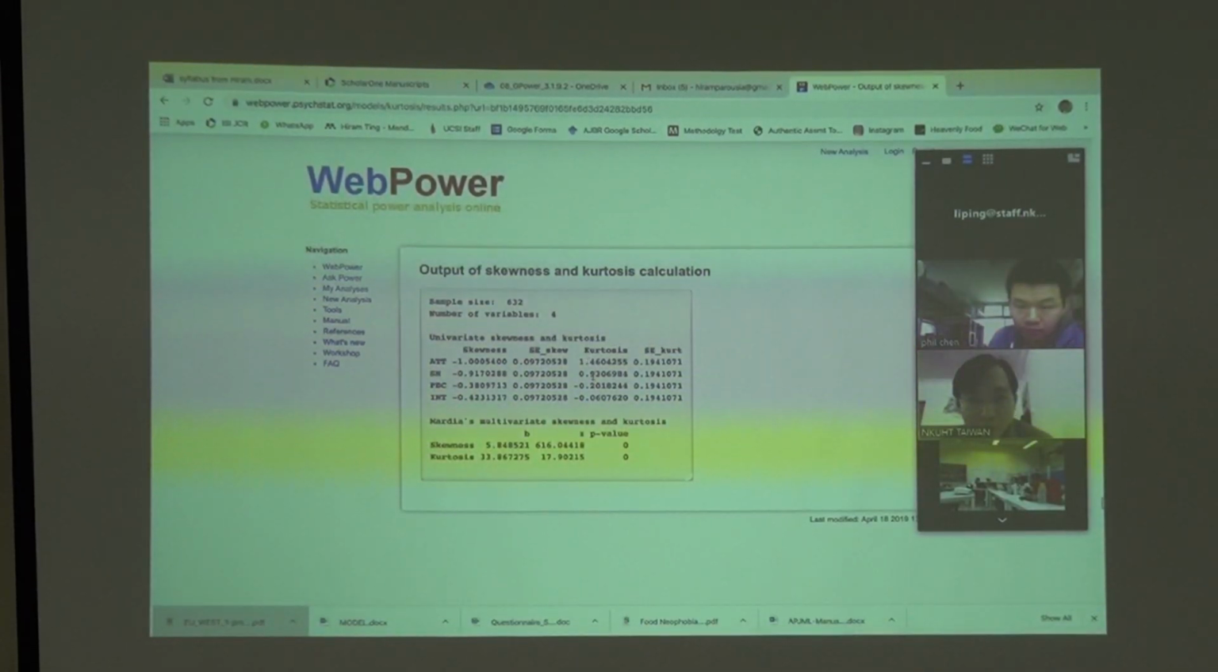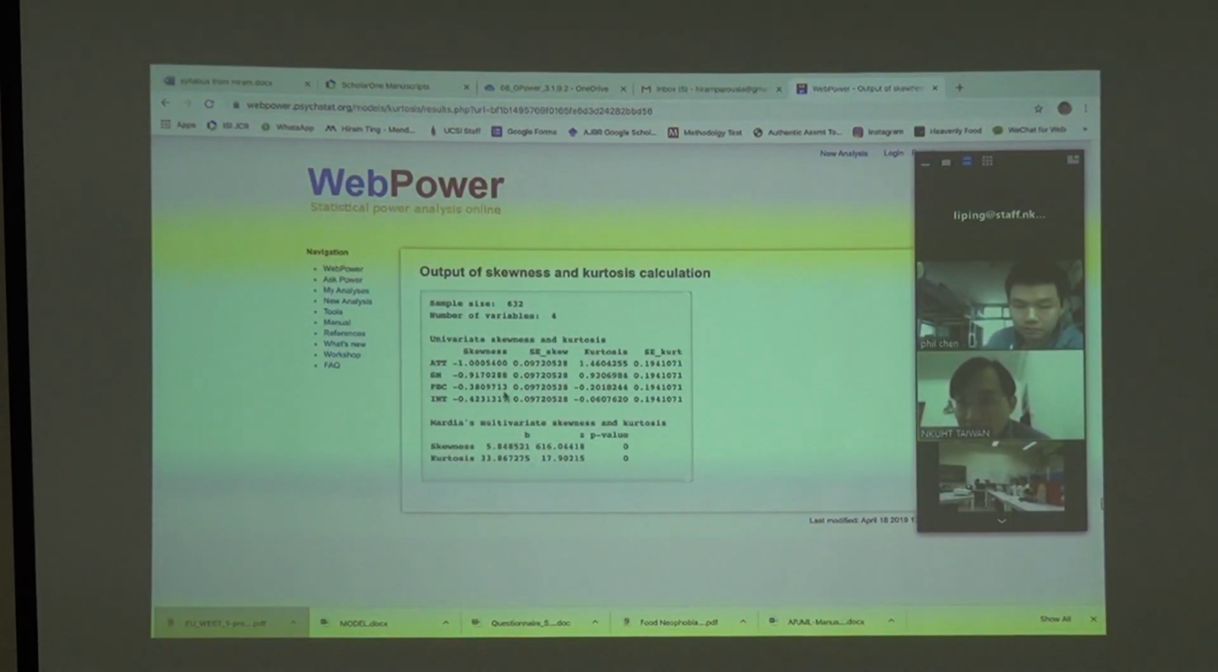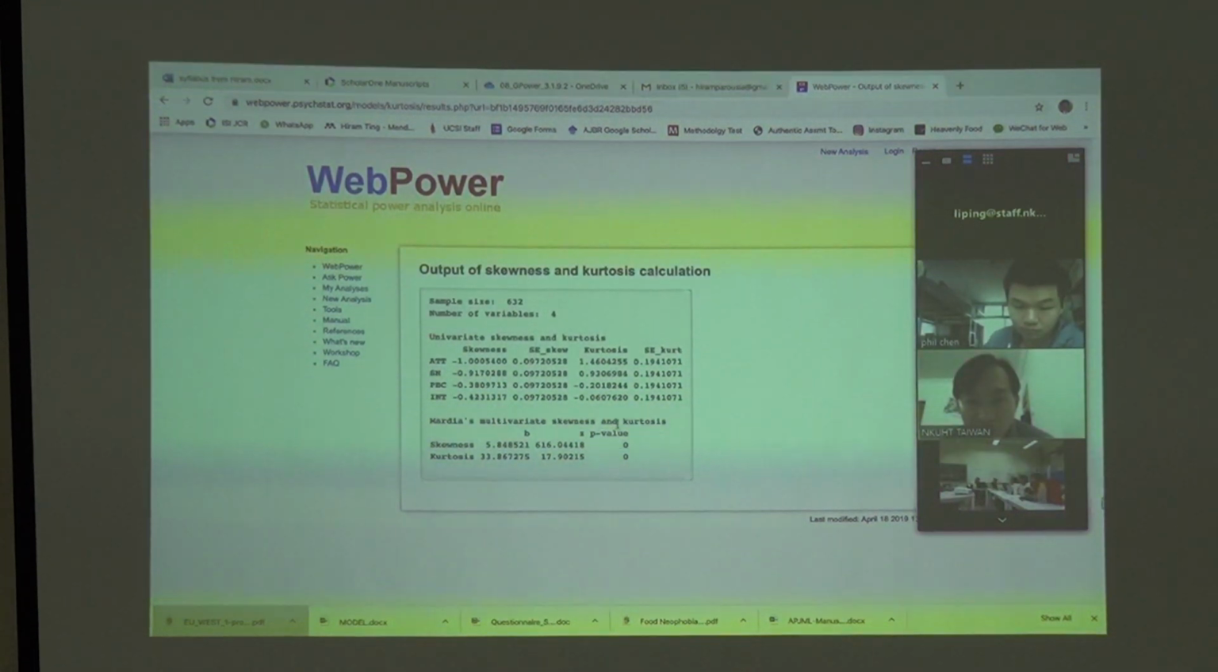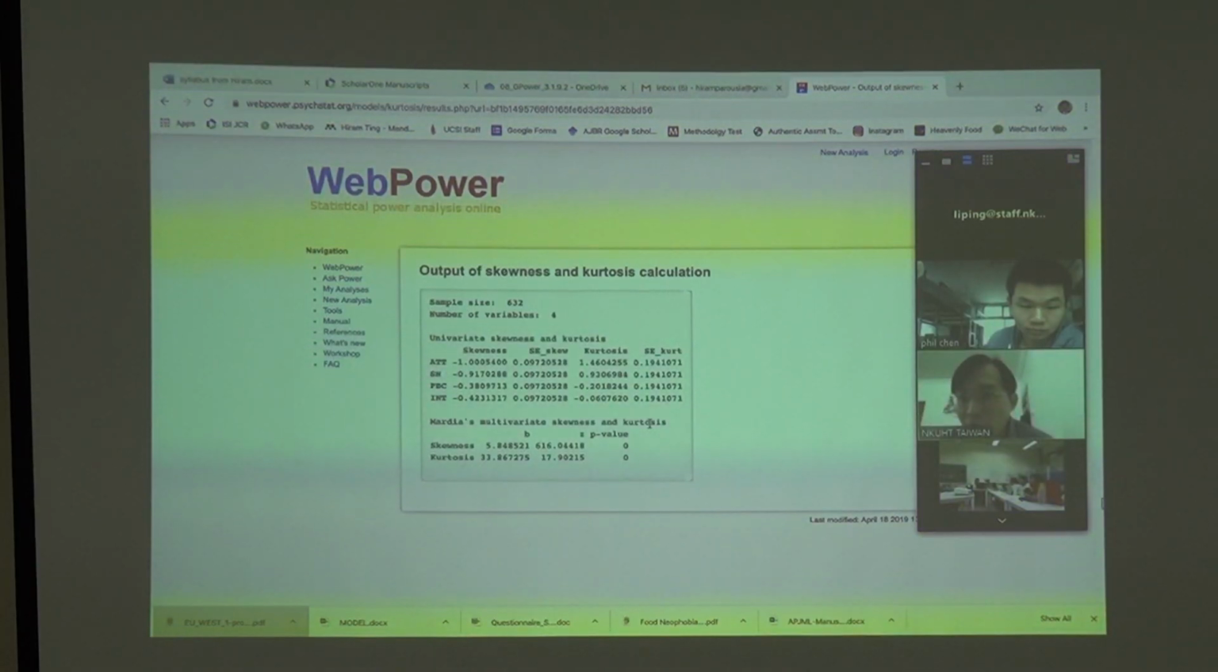There you go. Can you see the result? Yep. That's good. Very simple. Just look at this one: Mardia's multivariate skewness and kurtosis. We are more concerned with kurtosis. We are not that concerned with skewness.